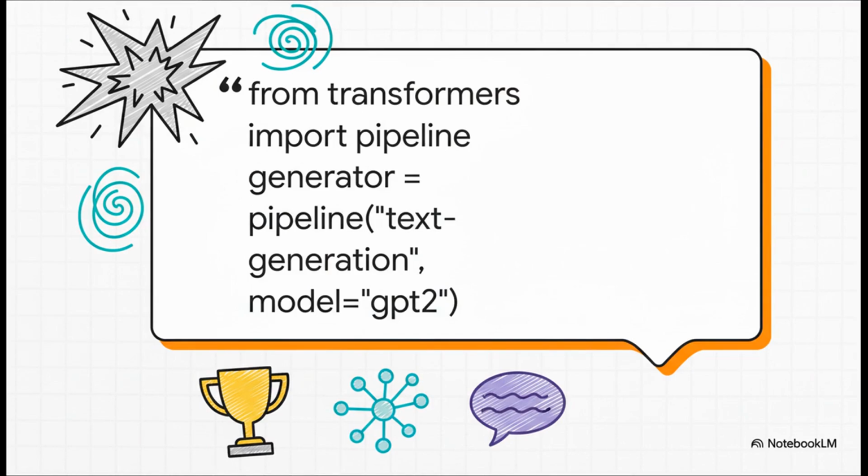Now this is what's so incredible. Just look at that, 2 lines of code. That's all it takes. With just those 2 lines, you've downloaded and loaded up the powerful GPT-2 model and created a generator that's ready to write text for you. This is your hello world for the AI age, and it's a huge first win.